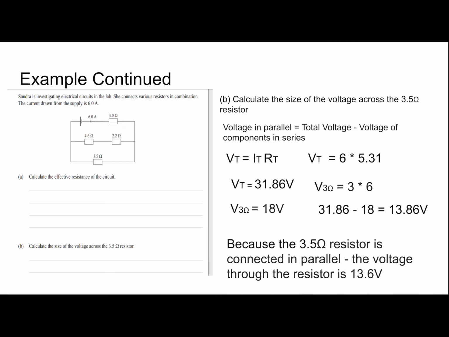And then just a final concluding statement. Because the 3.5 ohm resistor is connected in parallel, the voltage across the resistor is not 14.6, it's 13.86. It's a typo there, sorry about that.